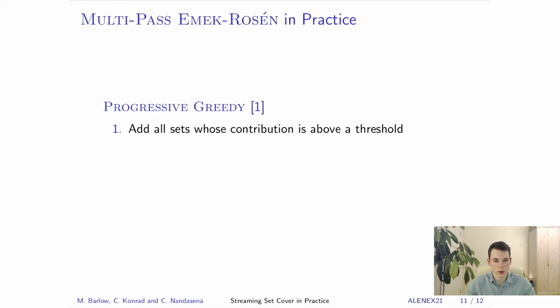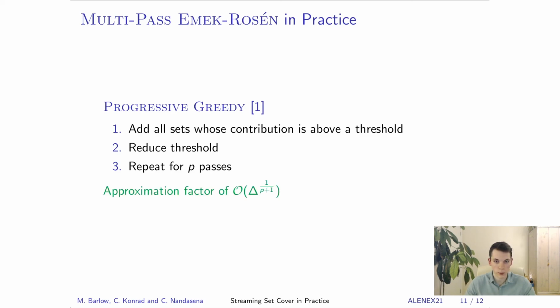On our first pass, we add all sets whose contribution is above a certain threshold, and then we reduce that threshold and repeat for p passes. So it's a very simple multipass algorithm. And this simple multipass algorithm with a clever implementation can obtain an approximation factor of big O of delta to the 1 over p plus 1, so same as our multipass Emek-Rosen, and Chakrabarty and Wirth show that this is an optimal approximation factor in fact. So how does our algorithm compare to this one? And more importantly, does our algorithm improve the solution quality of covers from the traditional Emek-Rosen in practice?